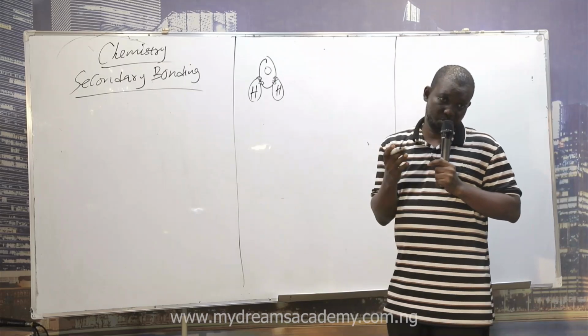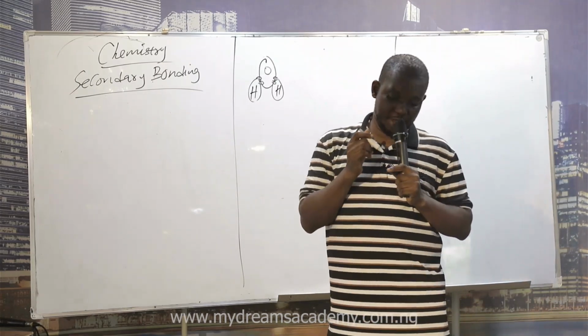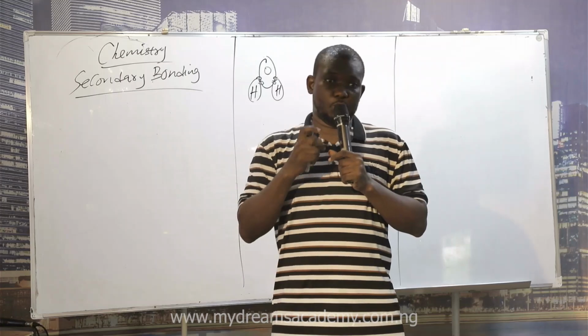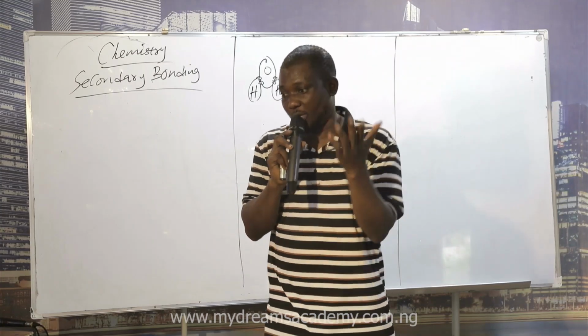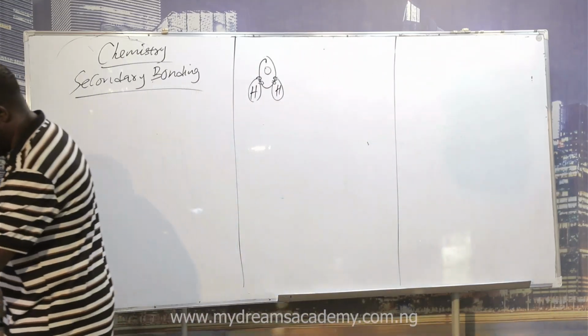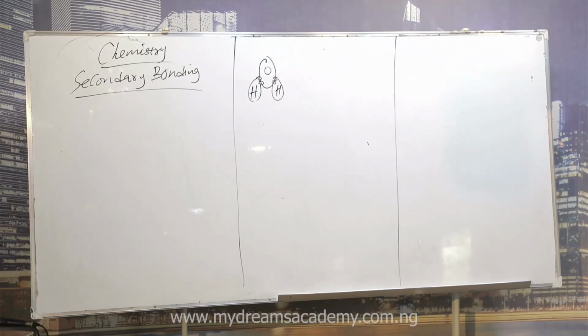I think I told you that in a covalent molecule, a covalent bond can either be what? Polar or non-polar. Alright, it is polar. A polar covalent bond is one where there is an unequal share of electrons. Are you with me? If there is an unequal share of electrons between the participating atoms, the bond that will exist between the atoms is what? Polar.